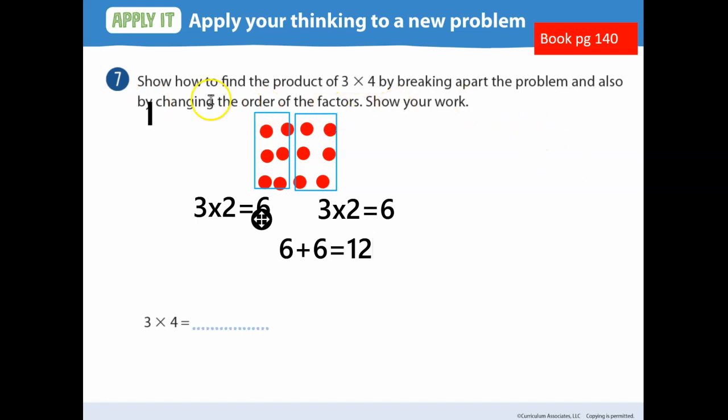Now, then it says also by changing the order of the factors. So if I have 3 times 4, what's the flip side of that? 4 times 3. Does that also equal 12? Yes.